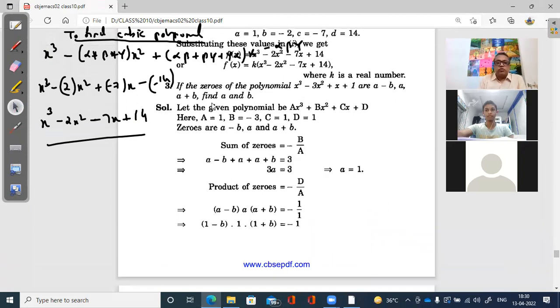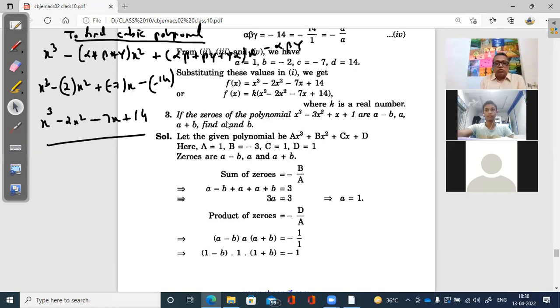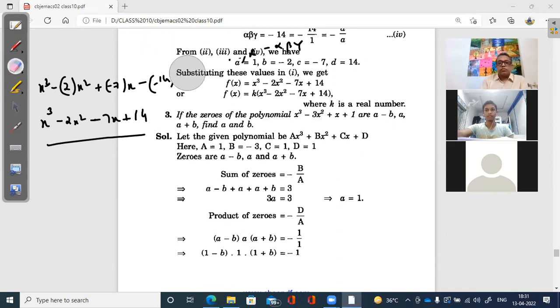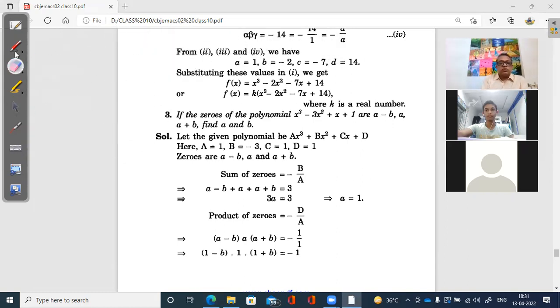Right? Then we go to question number 3. If the zeros of the polynomial are a minus b, a and a plus b, find the value of a, b. Zeros are given a minus b, a and a plus b. Zeros of the polynomial are given a minus b, a and a plus b.